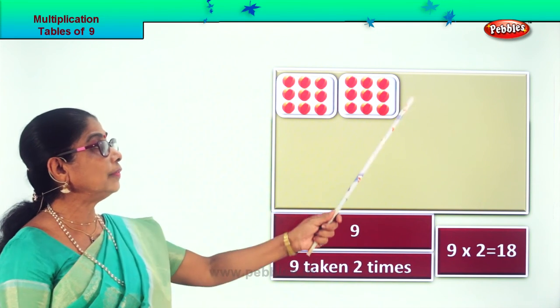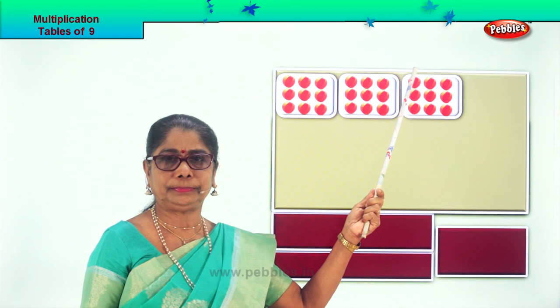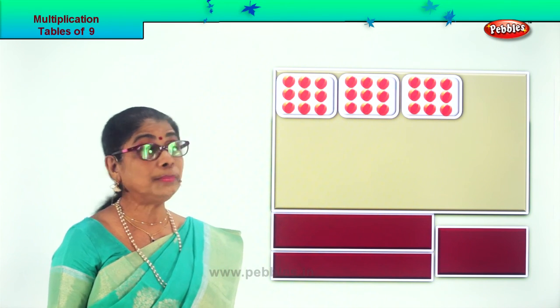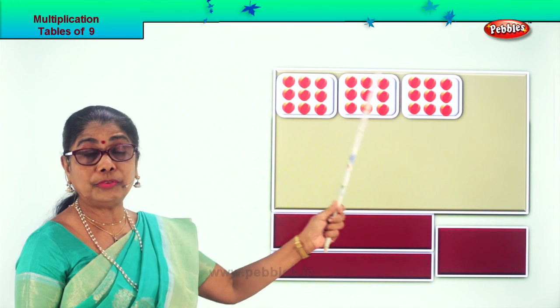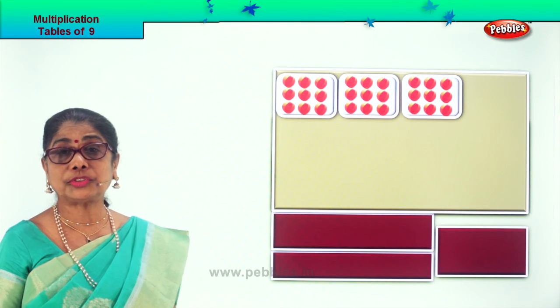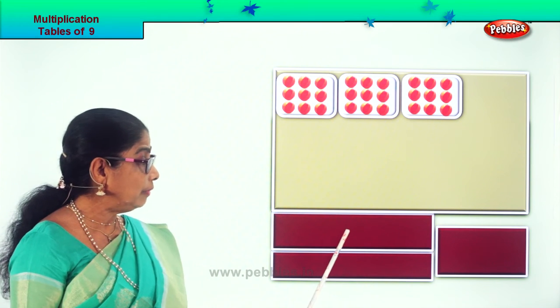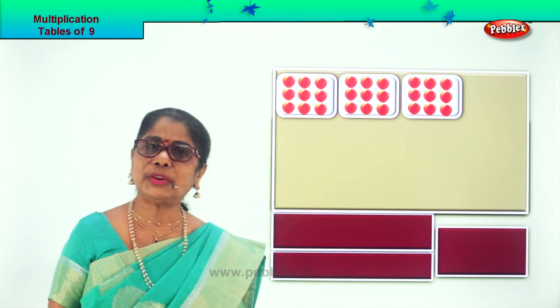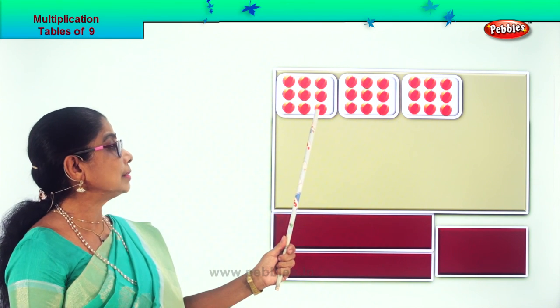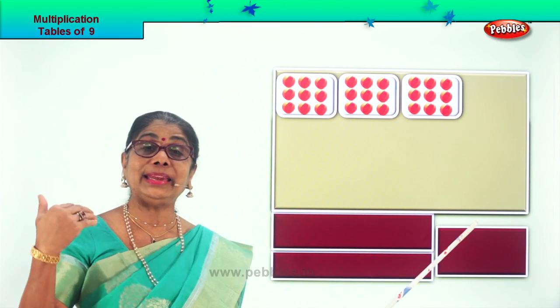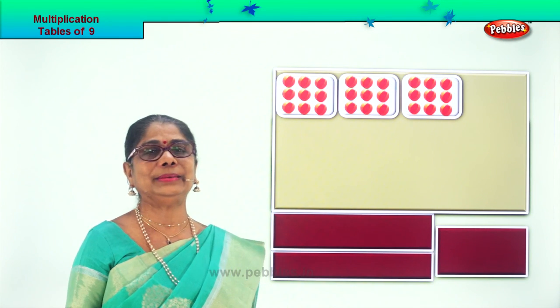Let's take another box of 9 balls and put it over here. So we have 3 boxes now. Each box has 9 colorful balls. So we have 3 boxes of 9. Now we write the 9 here. We are building 9 times table. We write 9. And how many times have we taken the 9? Once, twice, 3 times. We are taking 9 3 times.